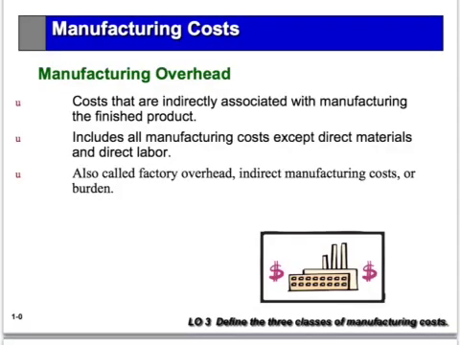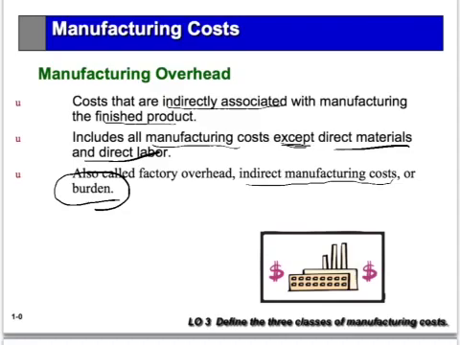The third category is manufacturing overhead. These are all indirect costs, costs that are indirectly associated with manufacturing my finished product. It includes indirect material, indirect labor, and all other kinds of manufacturing costs. Another way to look at it is, they're all the manufacturing costs except direct materials and direct labor. They're called factory overhead or manufacturing overhead or indirect manufacturing costs, or as the British call them, burden costs.